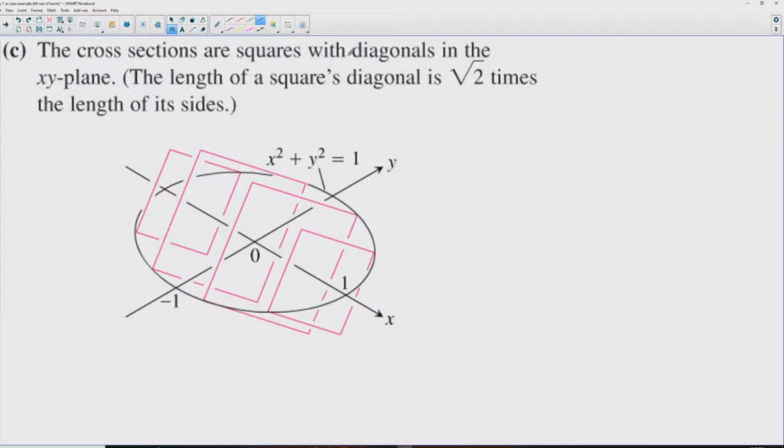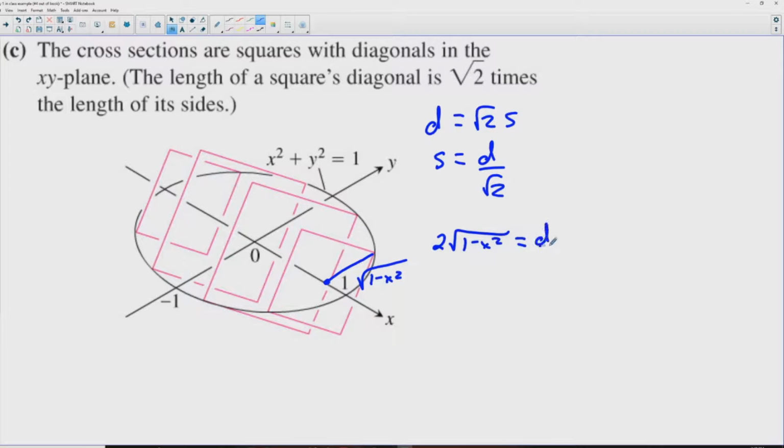The cross-sections are squares with diagonals in the xy plane. The length of a square's diagonal is square root of 2 times the length of its side. So the side is the diagonal over square root of 2. We'll remember that. Now, half of the diagonal is the square root of 1 minus x squared, but that's only half the diagonal. So the diagonal is 2 times the square root of 1 minus x squared.